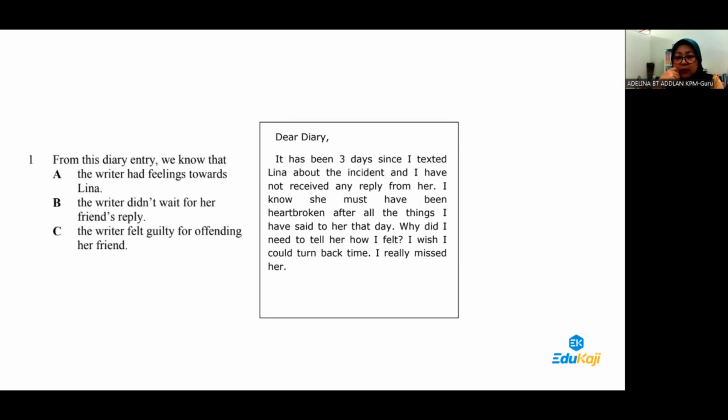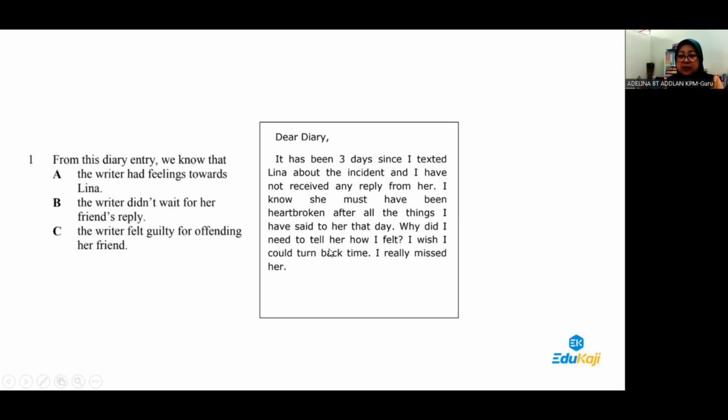We know that the writer had feelings towards Lina. Definitely not, it is not saying that the writer is in love with her. The writer didn't wait for her friend's reply? Definitely not as well. Why? I have not received any reply from her, meaning that she must have been waiting for 3 days now. The writer felt guilty for offending her friend. Where can I find the answer for this? I know she must have been heartbroken after all the things I have said to her that day.